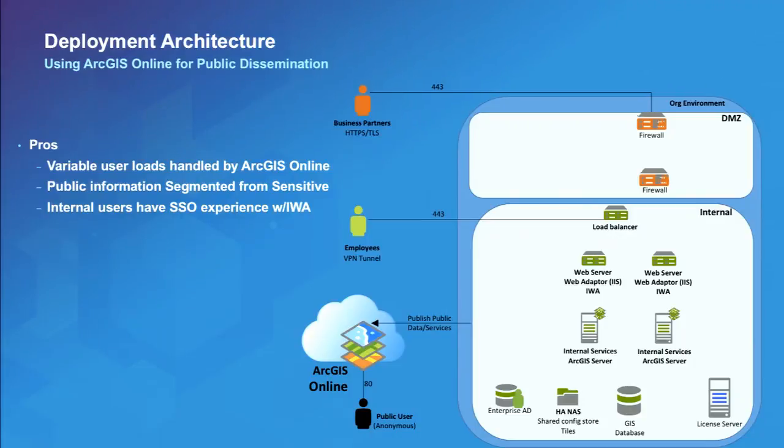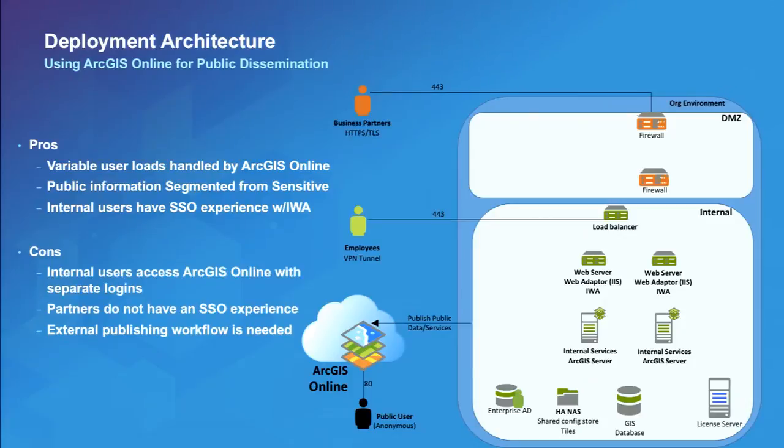For using ArcGIS Online for disseminating information out to the public, some of the pros, of course, are you can offload that variable user load, so you get the infinite scalability, right? Handled by the ArcGIS Online team. You get public information segmentation from the sensitive, and internal users have a single sign-on experience with integrated Windows authentication, in case you don't know what IWA is.